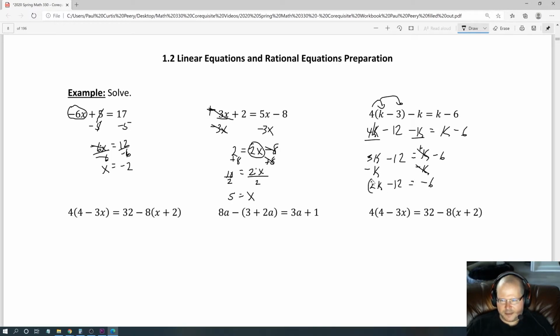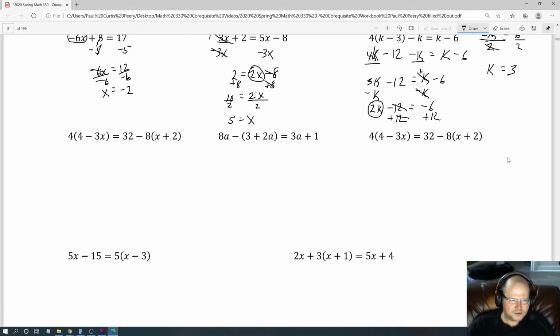Then we want to get the 2k by itself. We get that by itself by undoing the subtraction of 12 by adding 12. And we add 12 to the other side. Next, we end up with 2k is equal to negative 6 plus 12 is 6. We undo the multiplication of k by 2 by dividing by 2. Whatever we do to one side, we do to the other. That leaves me k is equal to 3. Let's try a few more problems.